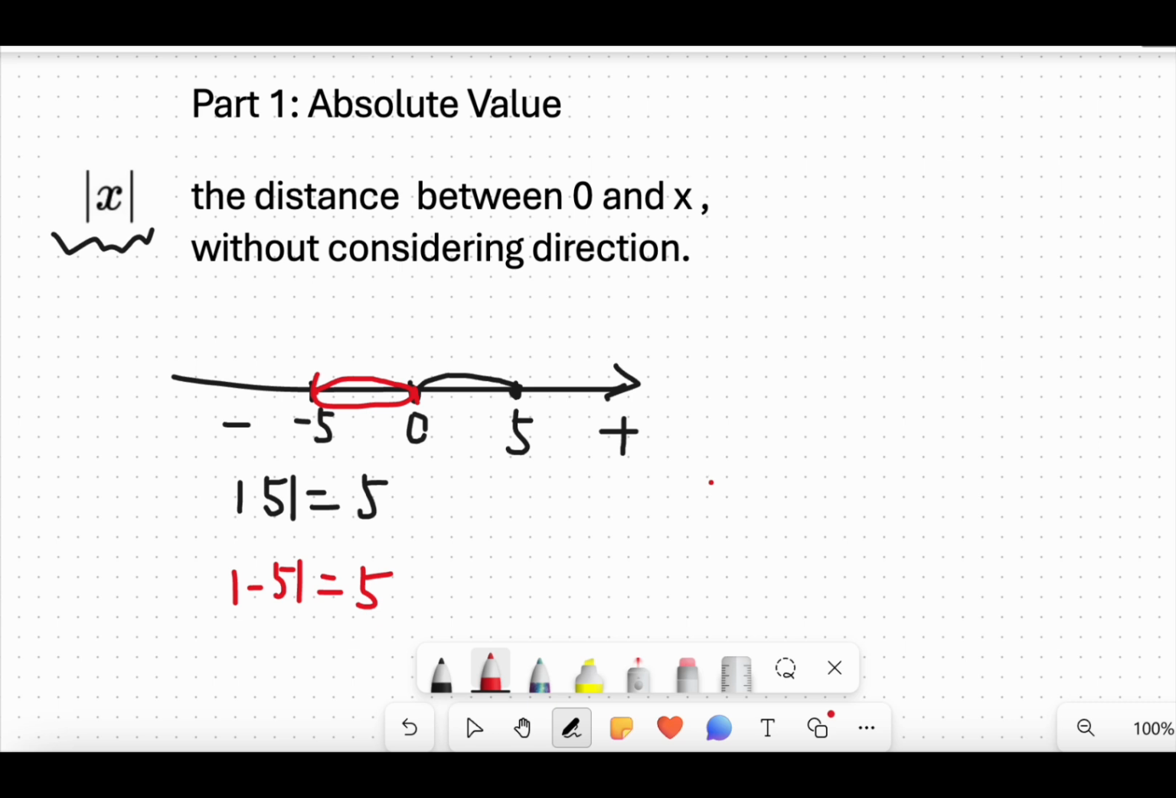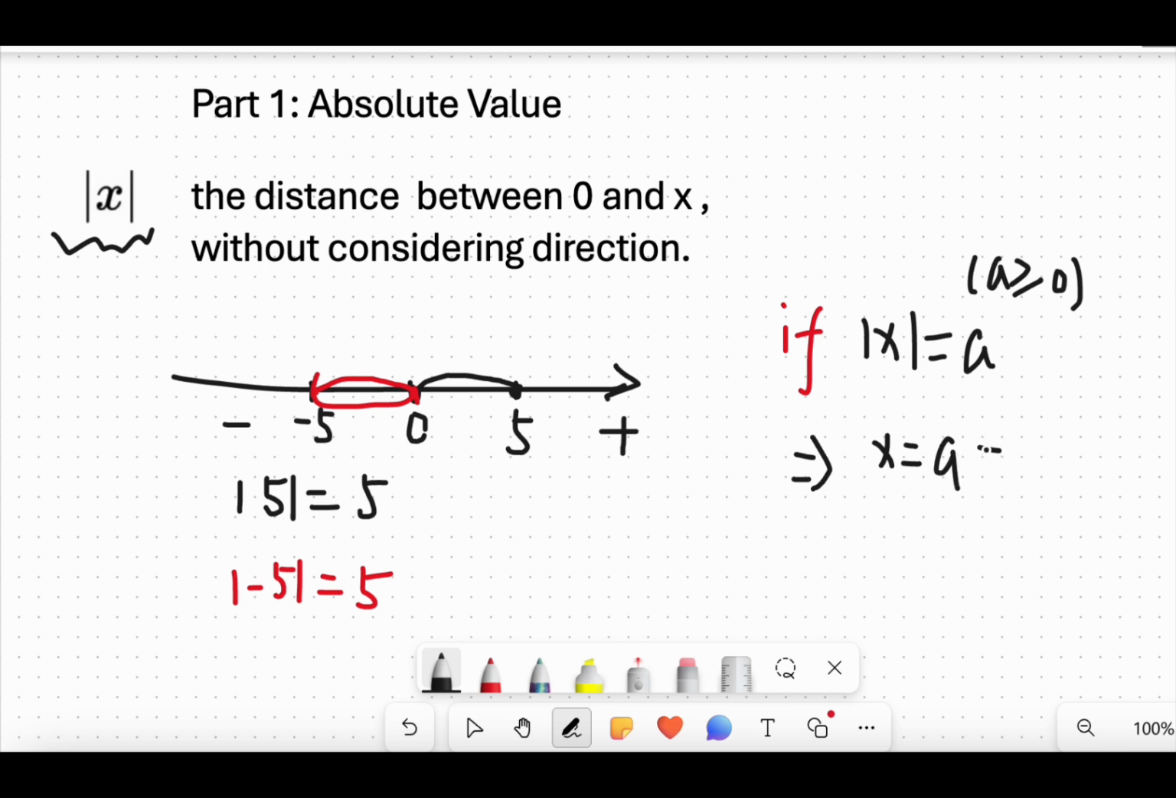So we can get the key rule. If the absolute value of x is equal to a, where a is greater than or equal to 0, we can solve it. One solution is x equals a, or x equals negative a.